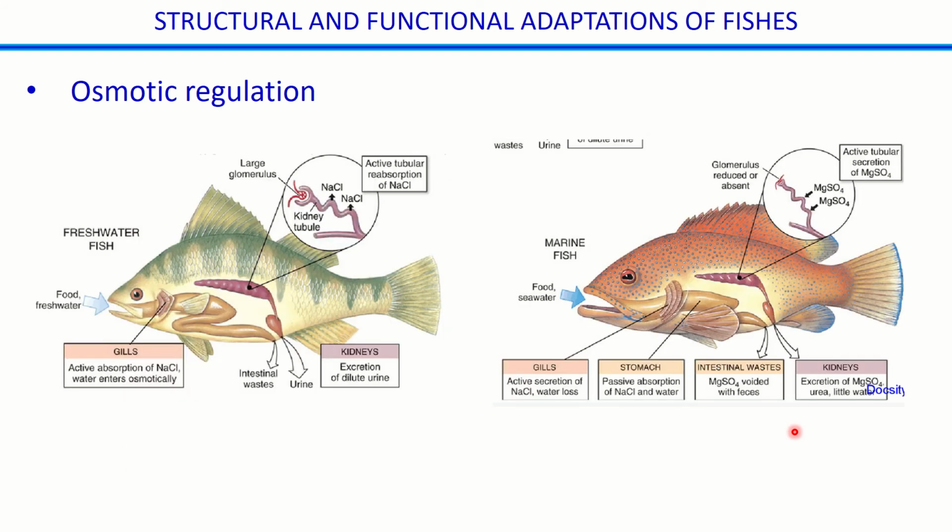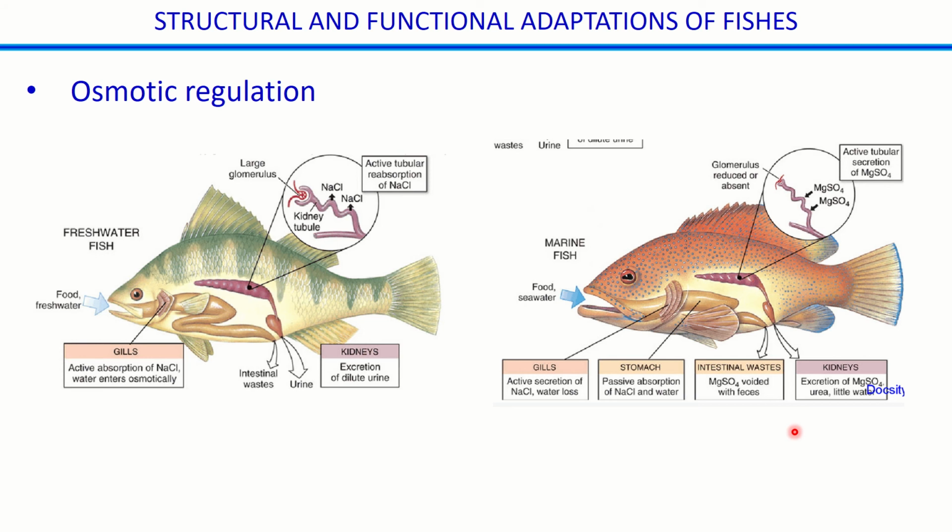Okay, this is how they do it. So this is an example. Freshwater fish, food and fresh water comes into the gut. The gills actively absorb salt, sodium chloride, and water enters osmotically as well with it. So they're trying to absorb their salt, so they're taking the water and salt into their gills, and then from their kidney, they have these features in their opisthonephric kidneys, which allow them to excrete the water, which is then excreted as dilute urine.